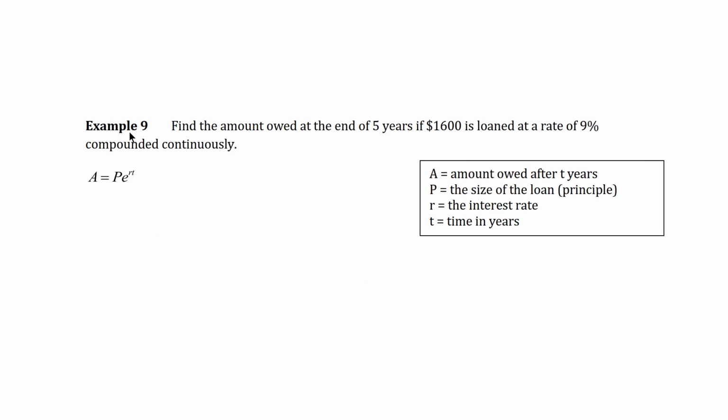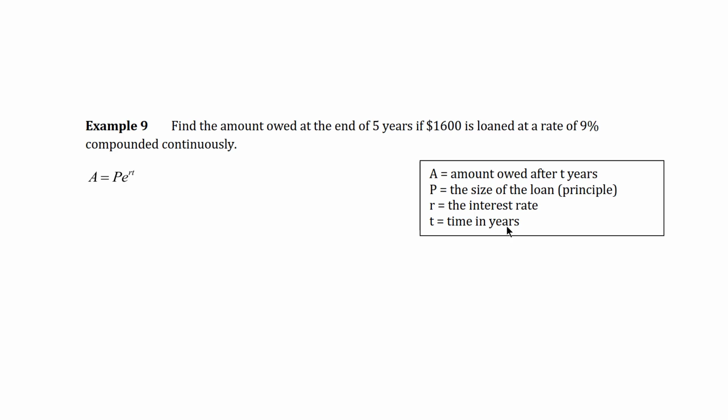Next, we have example number 9. Find the amount owed at the end of 5 years if $1,600 is loaned at a rate of 9%, compounded continuously. Here we have the equation capital A equals capital P times e to the RT power. In the box on the right, we have each variable and what they represent. Capital A equals the amount owed after t years, capital P equals the size of the loan or the principal, R is the interest rate, and T is the time in years.